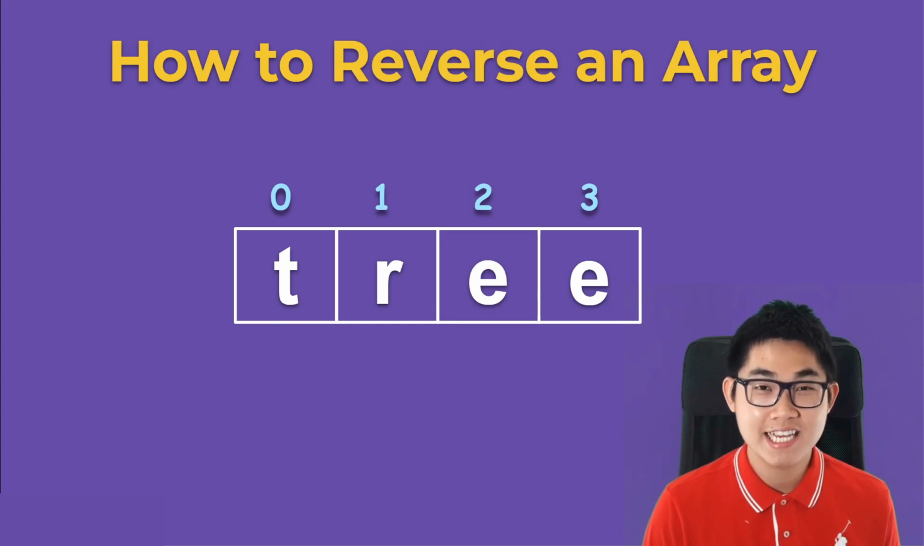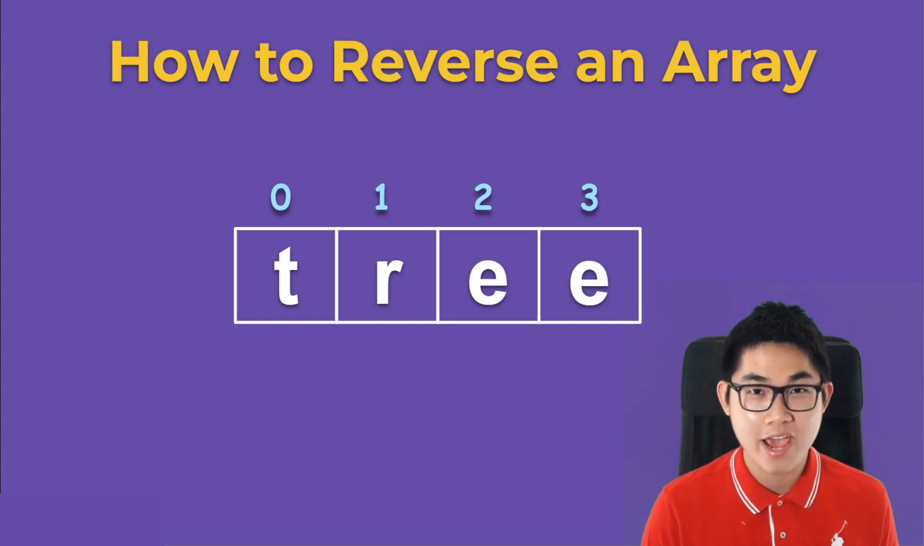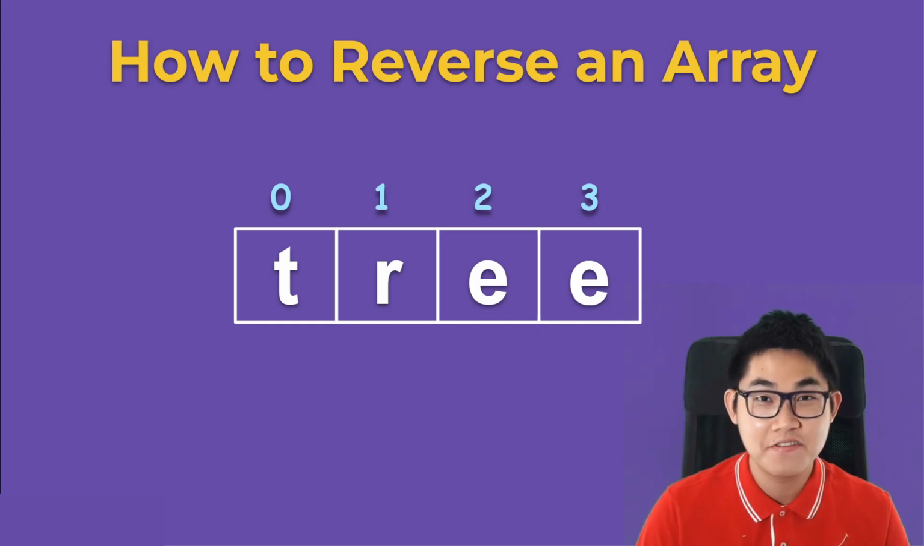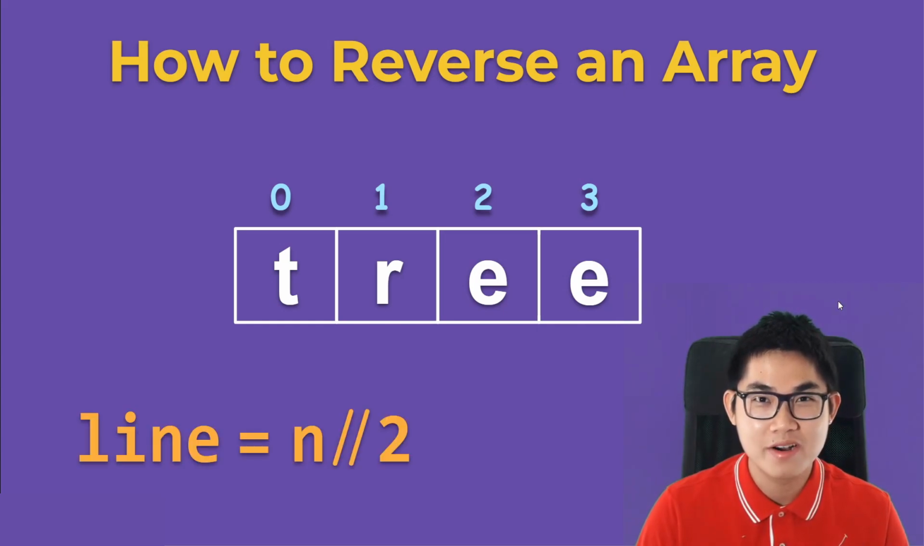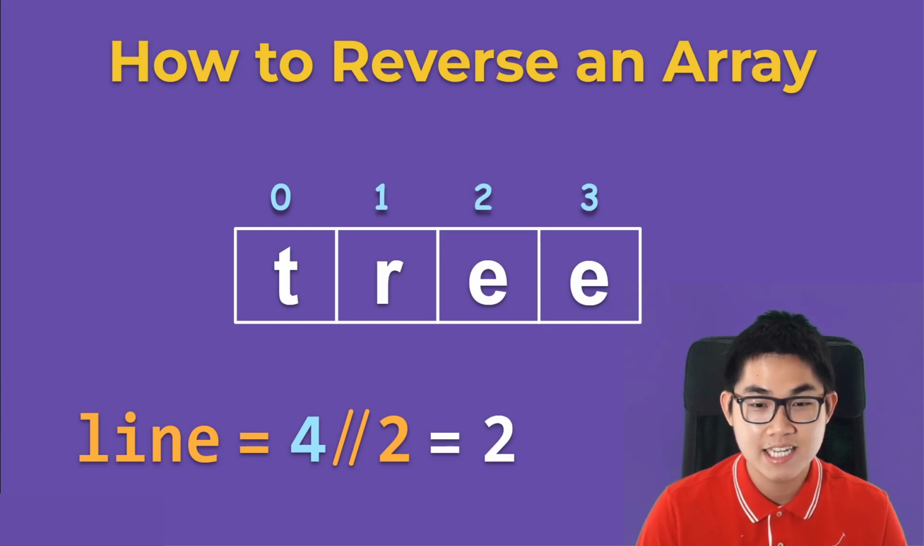So we just did an example with an odd length array. Now I'm going to show you how to reverse an even length array. And we're going to reverse the array with the word tree. The first step is to calculate our line. So line is equal to n integer divided by 2. Here n is 4 because there are 4 letters. So 4 divided by 2 gives you 2. And since it does not have a decimal, then we just keep it the same. So line is equal to 2.